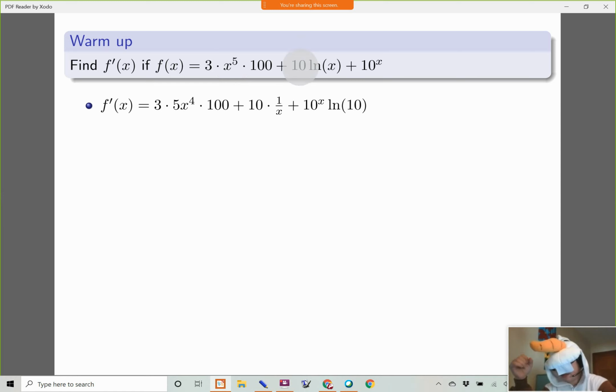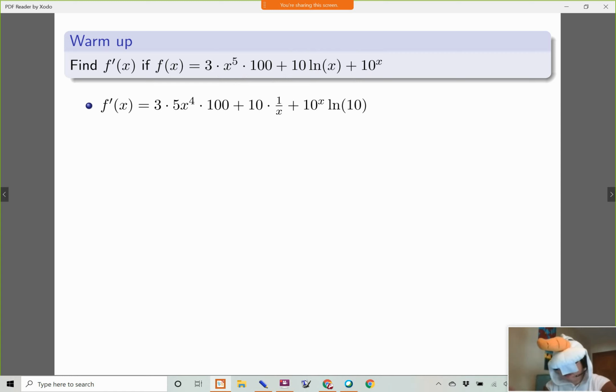Same deal here, right? There's a constant 10 times a function ln of x, so the 10 is copied, but the derivative of ln of x is 1 over x, and then the derivative of 10 to the x is 10 to the x times ln of 10. So good reminder here, because it's been a while, of the derivative of exponential functions.